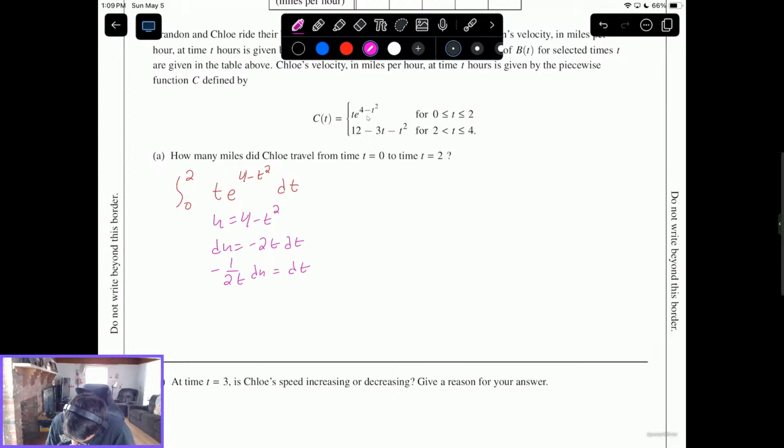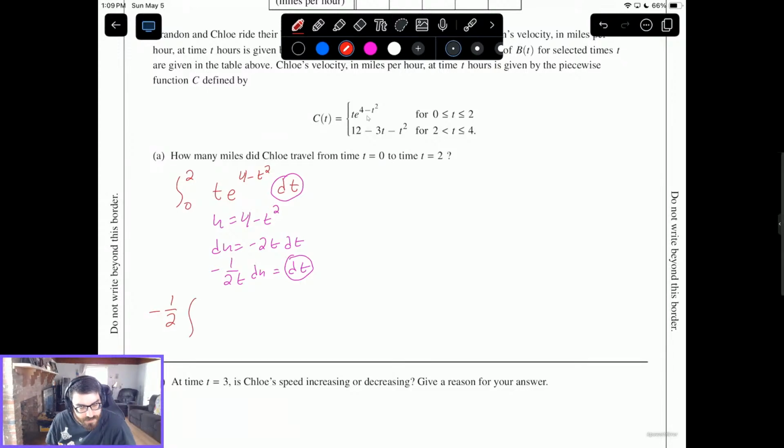The whole reason I wanted to do this is because the t in the dt is now going to cancel. So I'm going to take the negative 1 over 2t du and plug it into my original integral in place of that dt. Okay, so I'm going to go ahead and simplify now. This is going to equal, I'm going to take the negative 1/2 right out of the integral.